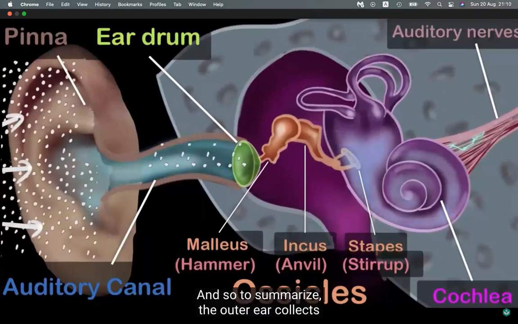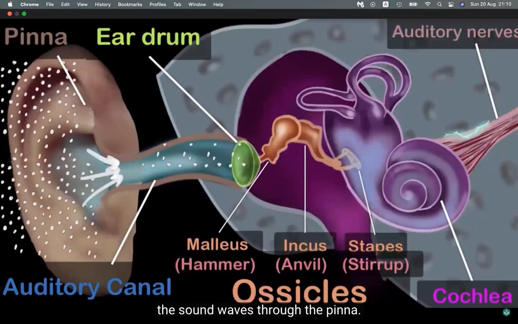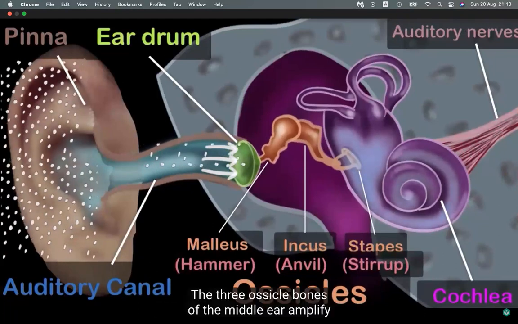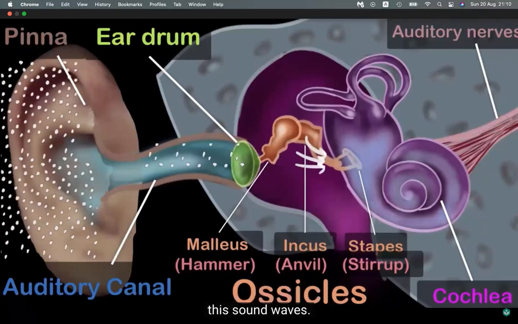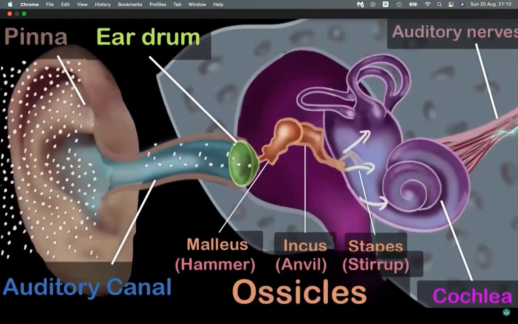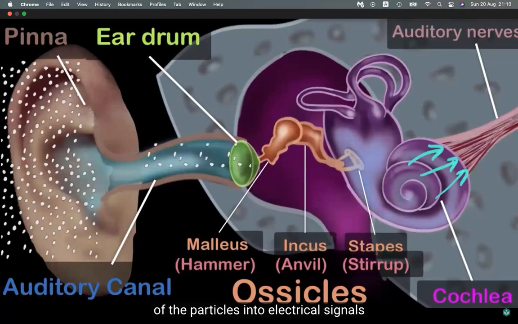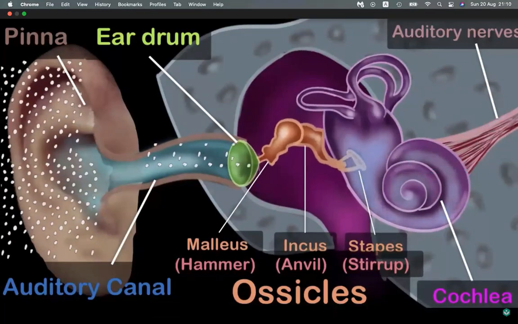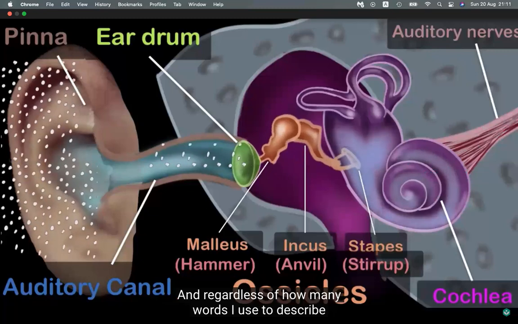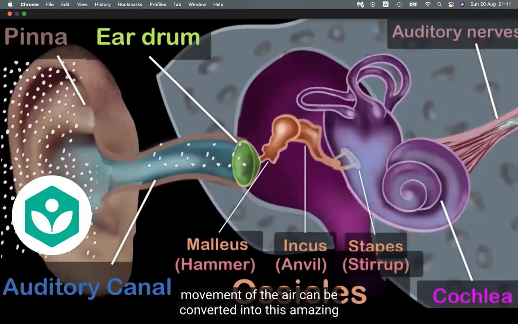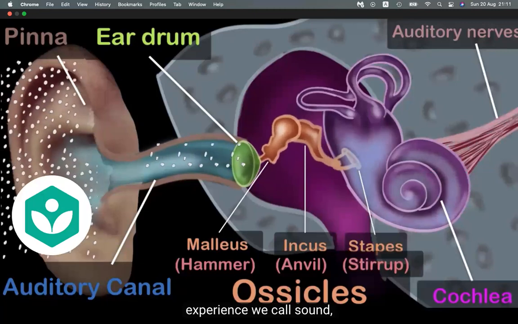And so to summarize, the outer ear collects the sound waves through the pinna and directs them to the eardrums. The 3 ossicle bones of the middle ear amplify these sound waves, transferring them into the cochlea, and the cochlea converts the back and forth vibrations of the particles into electrical signals and sends them to our brain. And regardless of how many words I use to describe what's going on, the very fact that the back and forth movement of the air can be converted into this amazing experience we call sound is truly unfathomable and beyond words.